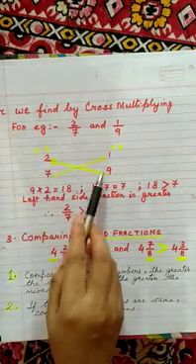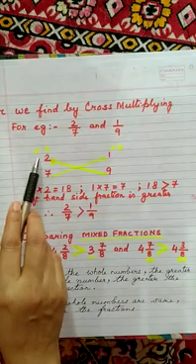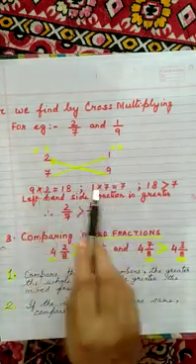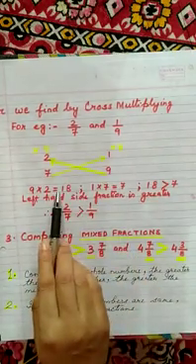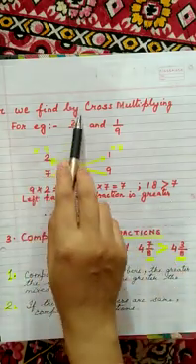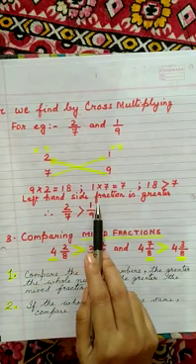We begin with the left hand side top number. 2 into 9 is 18. 1 into 7 is 7. Now 18 is greater, which is in the left hand side. Therefore, left hand side fraction is greater. Left hand side fraction was 2 by 7. So 2 by 7 is greater than 1 by 9.